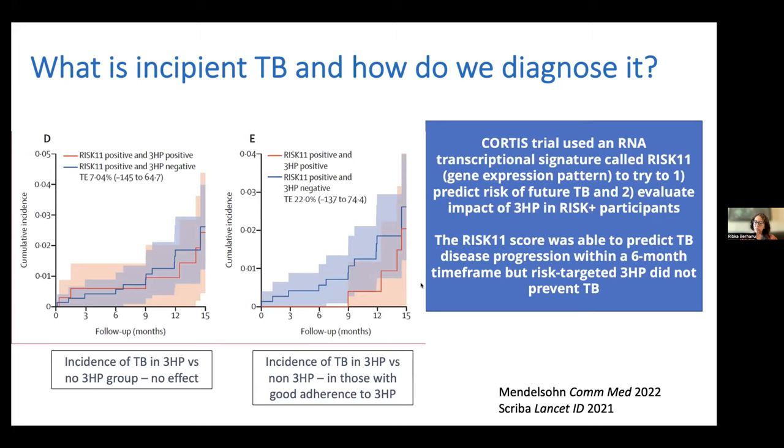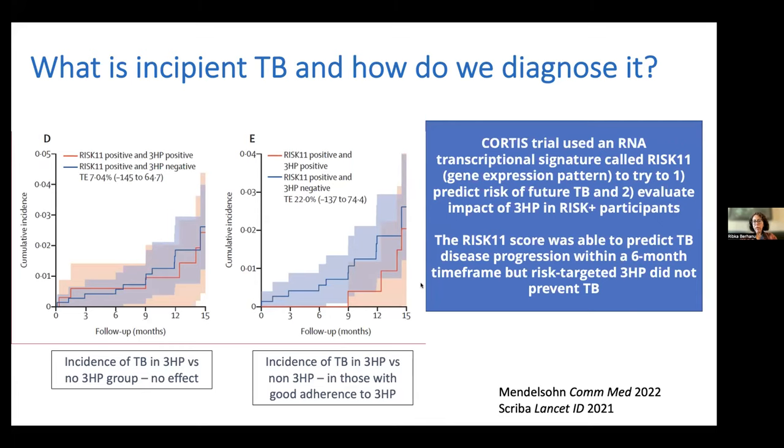On the right, they attempted to stratify it by adherence. So they looked at people who demonstrated good adherence to 3HP, who actually came in for the 12 weekly doses. I can't remember if it was directly observed therapy or not. And there does seem to be a difference if you look at people who more strictly adhered, who met the protocol definition of high adherence. They do seem to separate a bit. And so that suggests that part of the problem may be adherence to 3HP. But overall, the trial didn't show an impact.